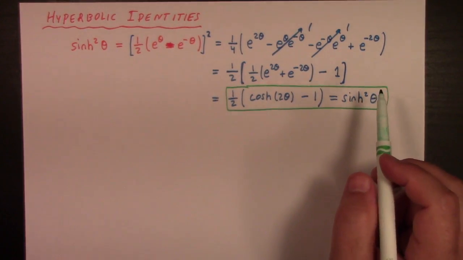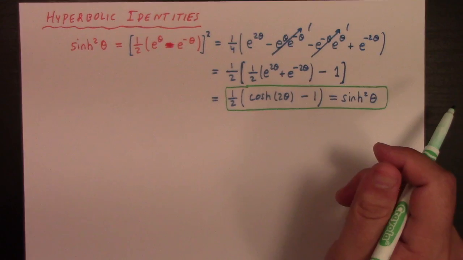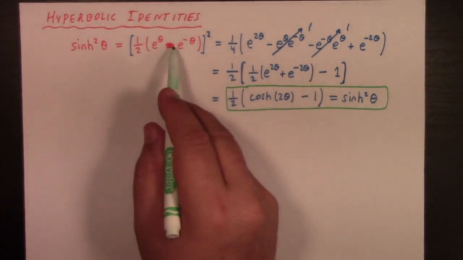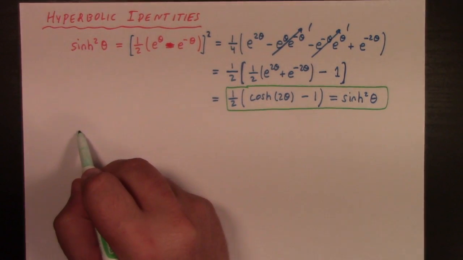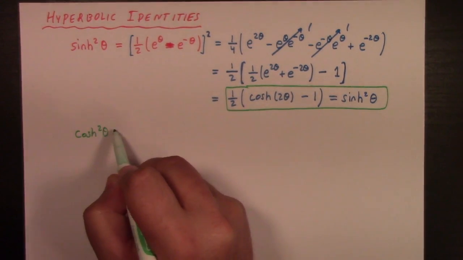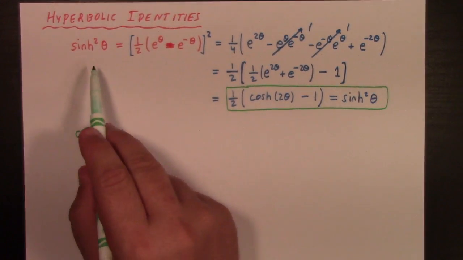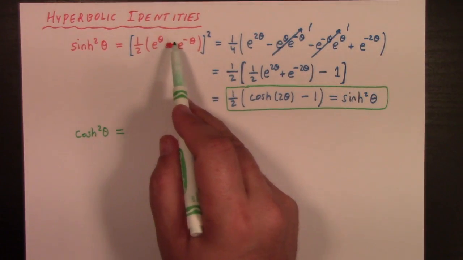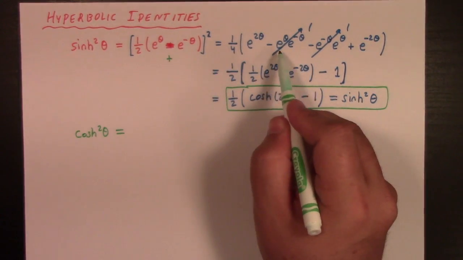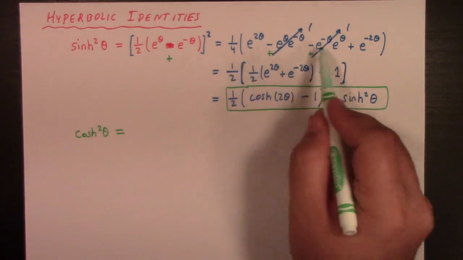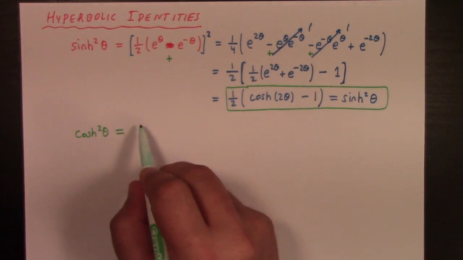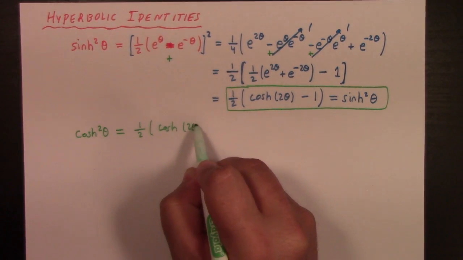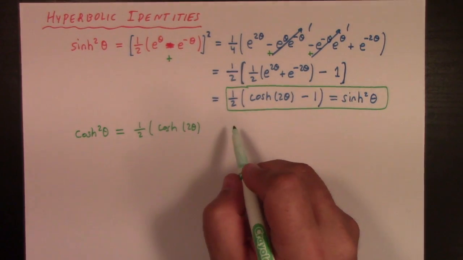Now, you can do various things with this. If I have a plus here instead of a minus, what's the difference? Almost the same calculation. Same song and dance, it just changes this to a plus, and this to a plus, and that to a plus. Otherwise the same. So we get cosh squared is 1/2 of cosh of 2 theta plus 1.